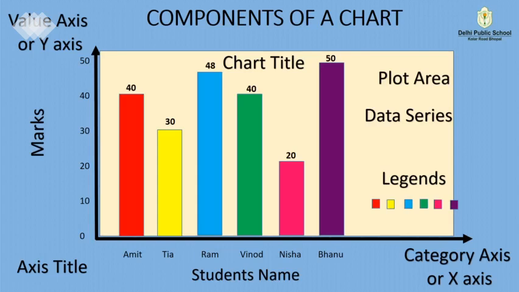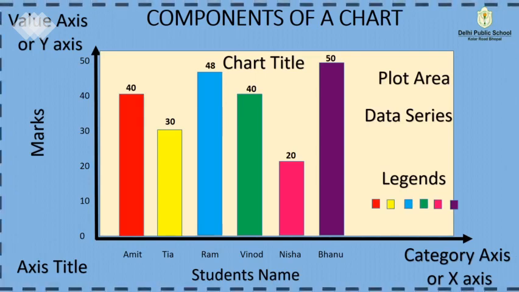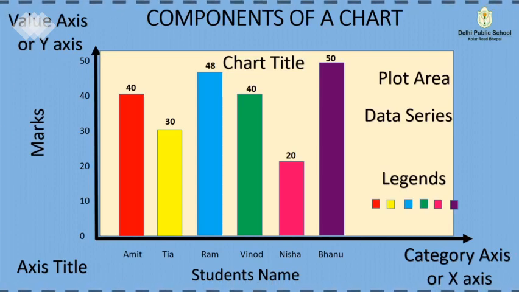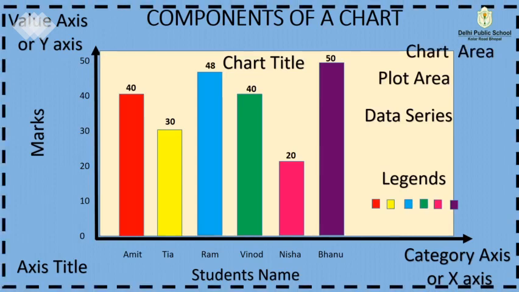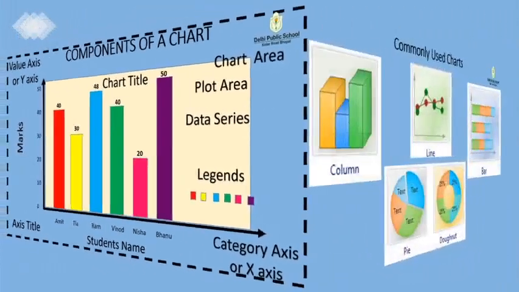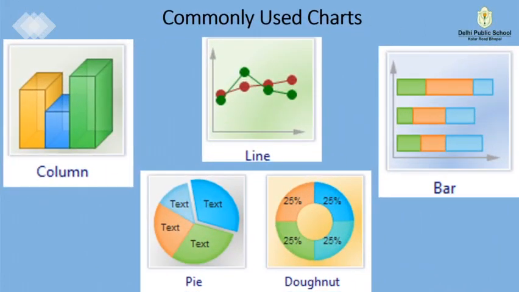Our next part is the chart area. Everything, including the plot area, is considered as the chart area. There is one more thing, that is grid lines, which we will see when we insert charts. Now here you can see the commonly used charts like column chart, line chart, bar chart, pie chart and donut chart. Let's see them in detail also.